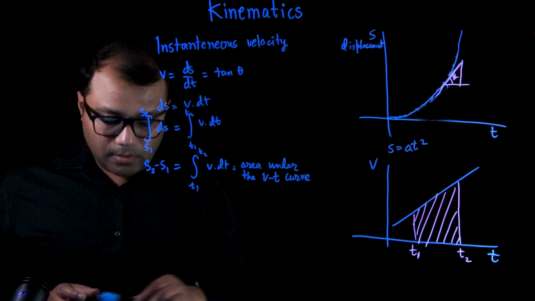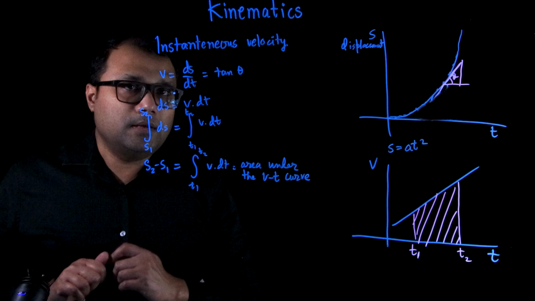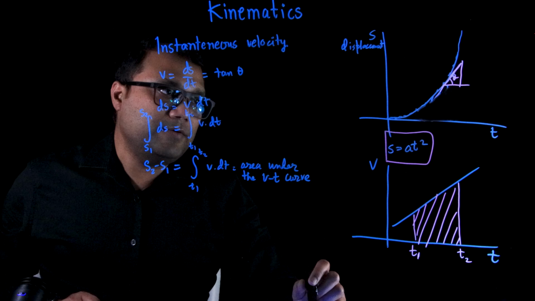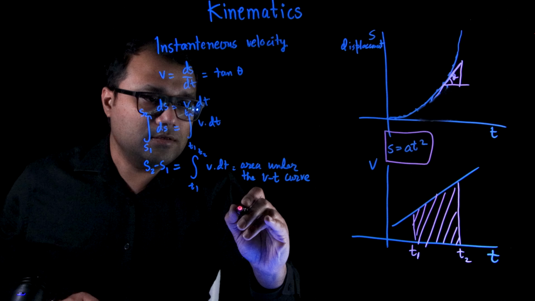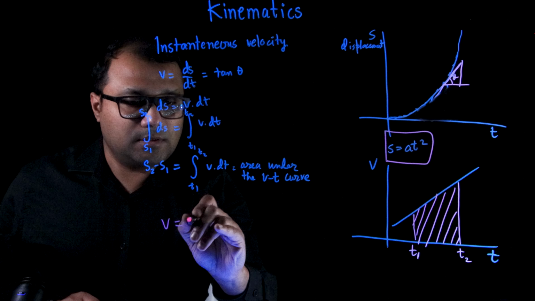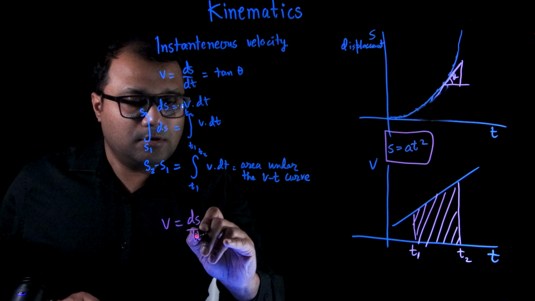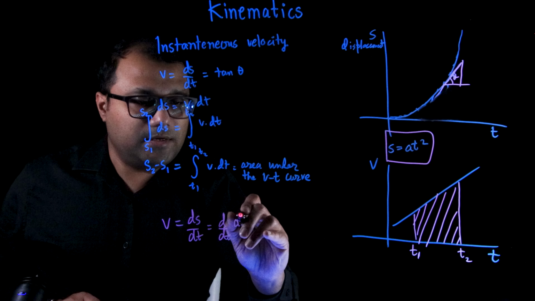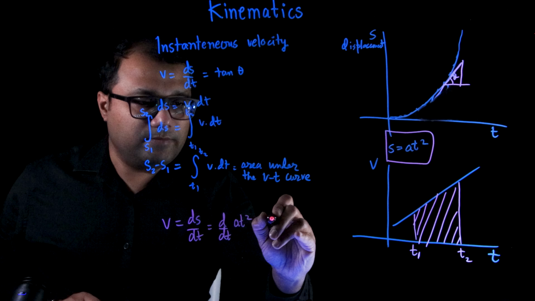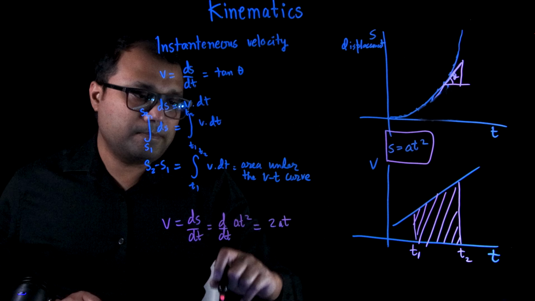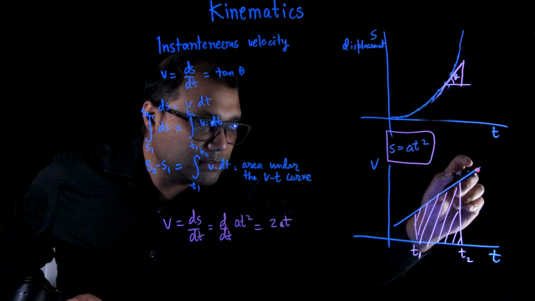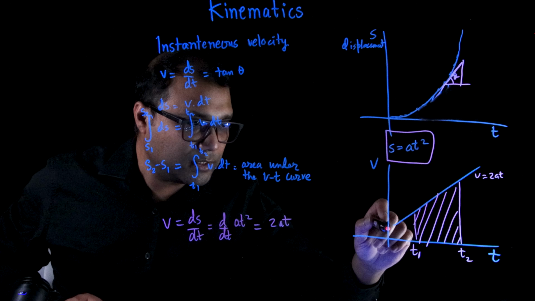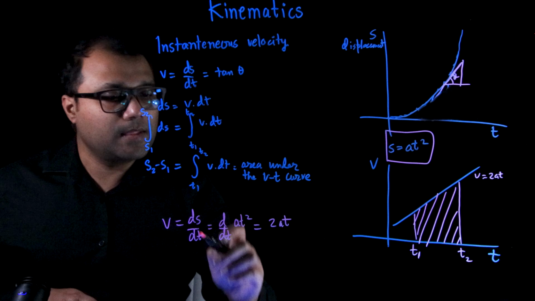Okay, so based on this, if we have to find out what's the velocity, so v is ds dt or d dt of a t square. If we do the derivative, it is 2at. So this graph is actually v equals 2at. This should actually pass through the origin in that case.